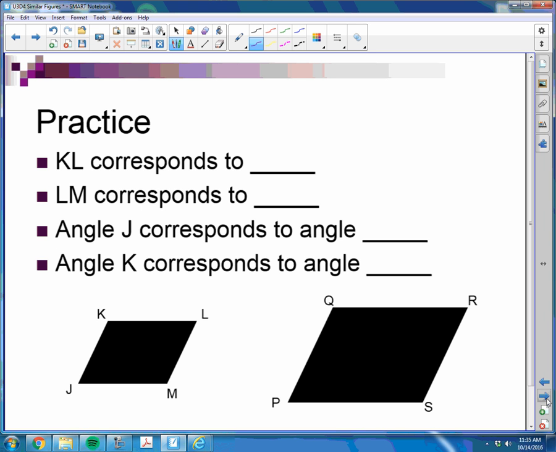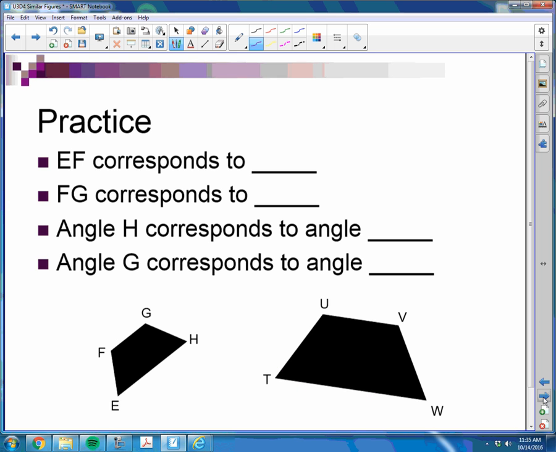KL corresponds to? Good. LM. Angle J. Thank you. Well played. Angle J corresponds to angle H. And angle K. What? Yeah. So, all right. Line segment EF. TU. No, it's TU. Remember we talked? Didn't we talk about that?